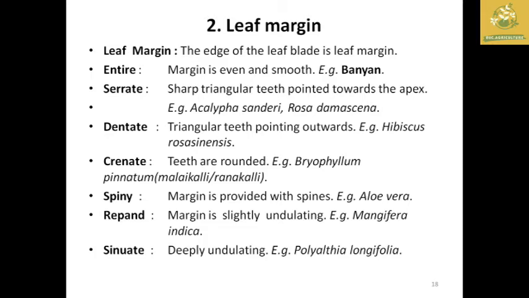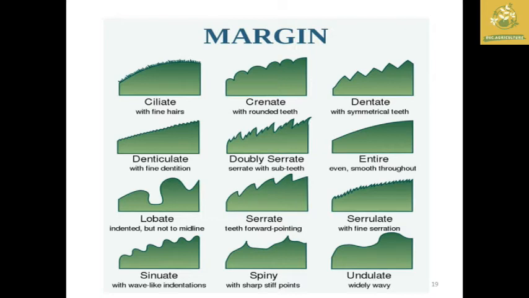Bryophyllum pinnata. And spiny, where the margin is said to have spines. Example: aloe vera. And repand, where the margin is in a slightly undulated form. Example: Mangifera indica, where you can see a curvy structure in the leaves. And sinuate, which is deeply undulated. Example: Polyalthia longifolia. So these are the different types I have already explained.